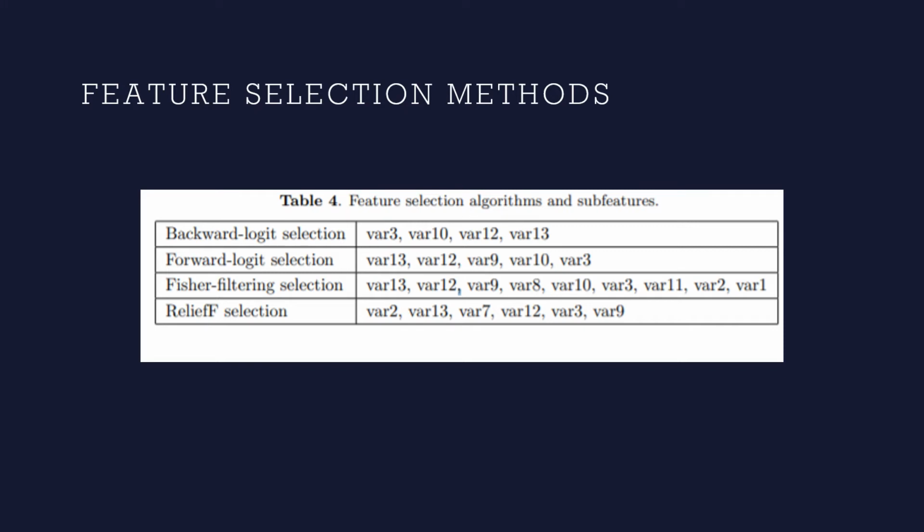So this is just a screenshot from the paper itself showing what each of the feature selection methods consider to be the most important features in predicting heart disease.